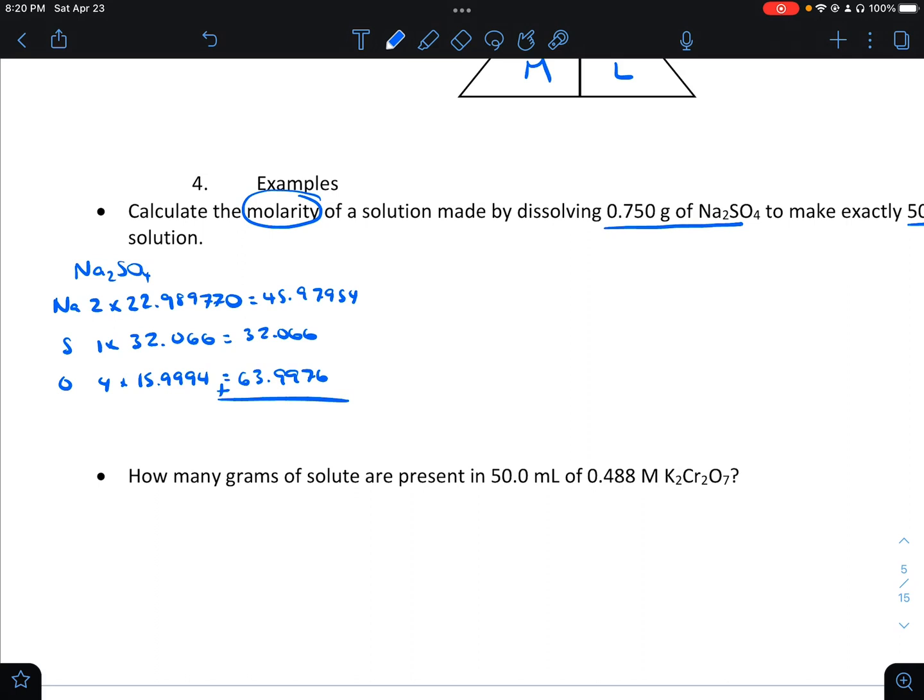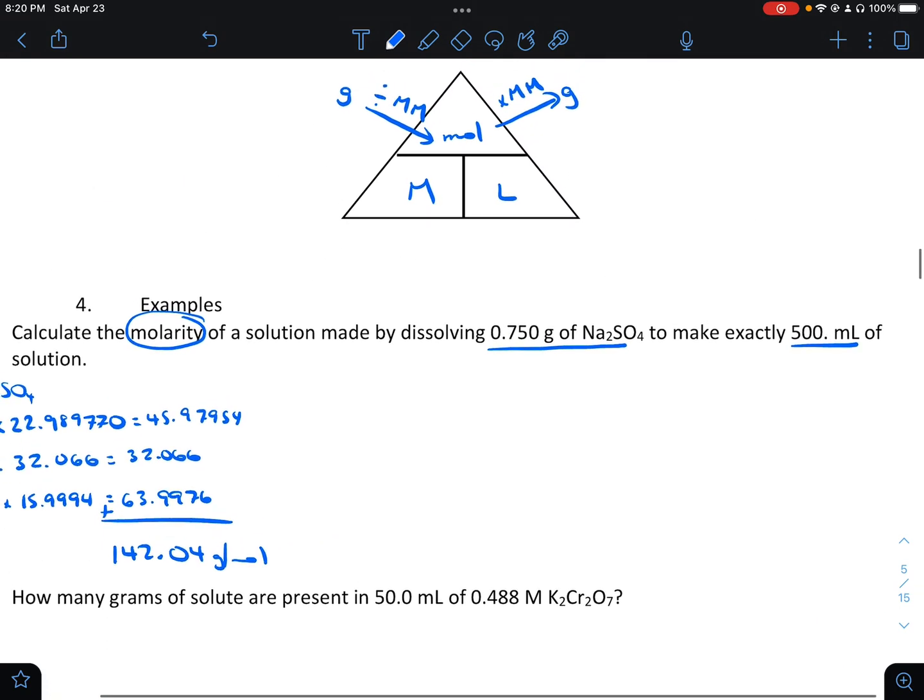All right, we add all that up, we're going to get 142, and now we round to 2 decimals, so we get 142.04 grams per mole. So that's our molar mass. That was kind of a little aside there working, and now we're ready to do some work. So let's look up there.